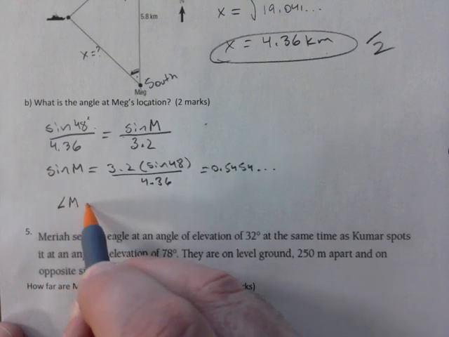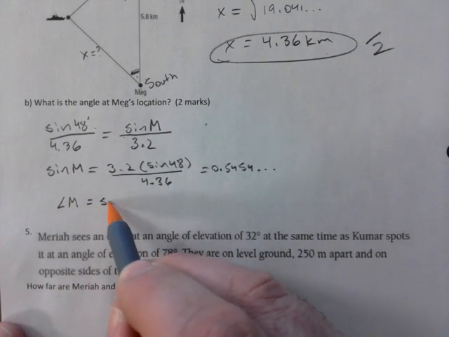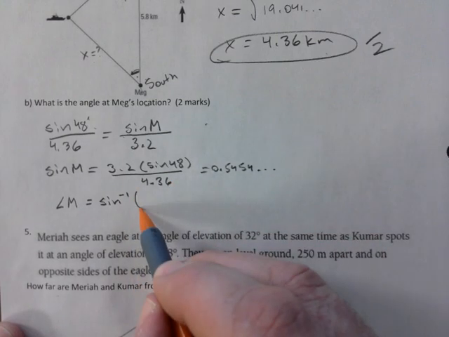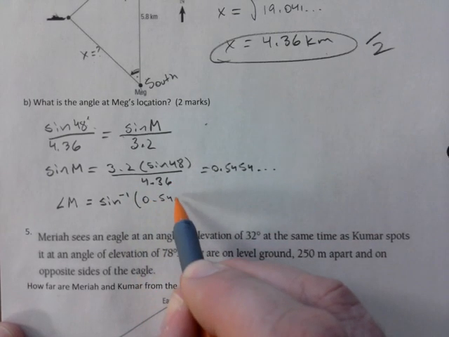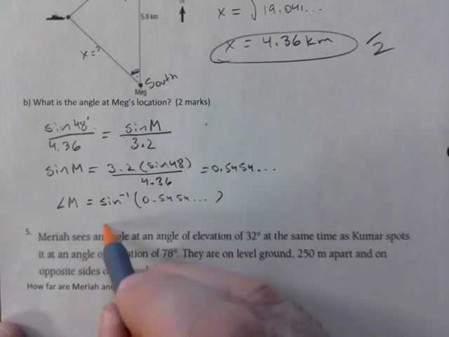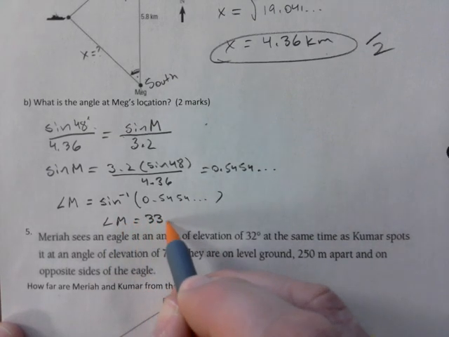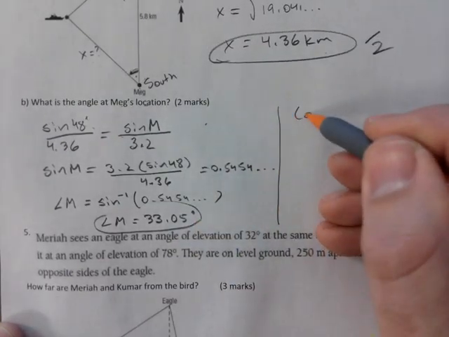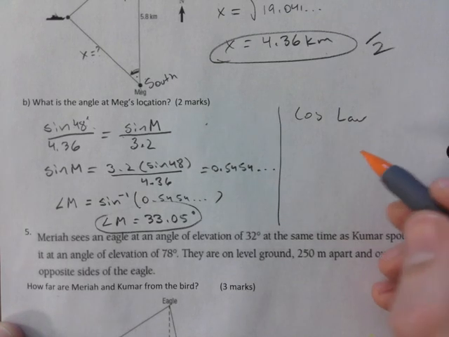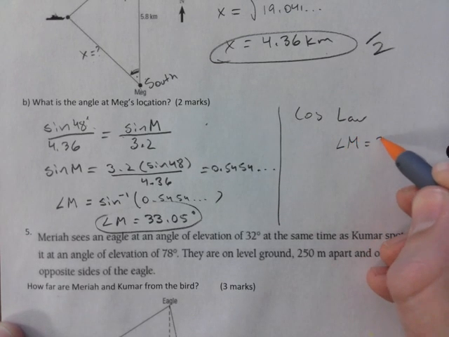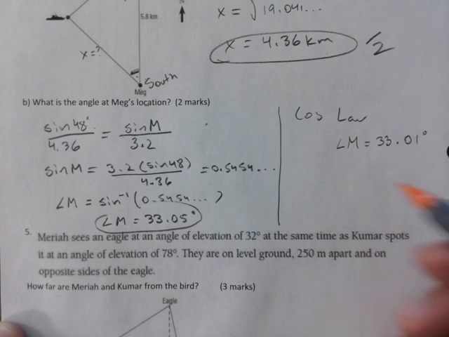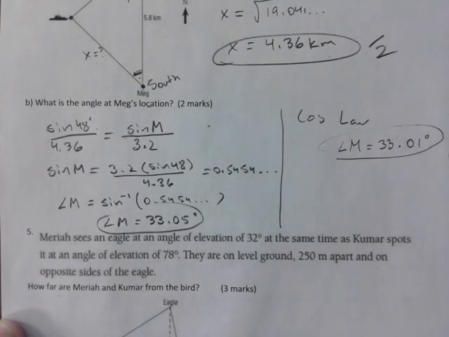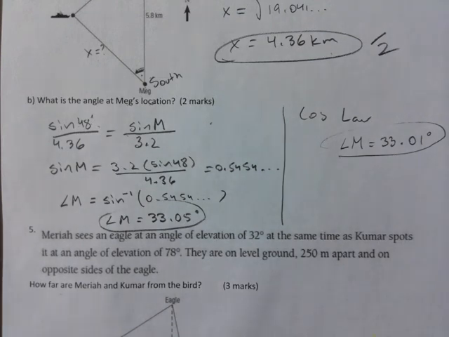Angle M, so this is the grand finale, right? Angle M is sine inverse, because you're using the sine law, of 0.5454, and so on. So angle M is 33.05 degrees. If you use cosine law, you get, for angle M, 33.01 degrees. So both are acceptable. So slightly different if you use cosine law, and that's because you're using the given sides, right?